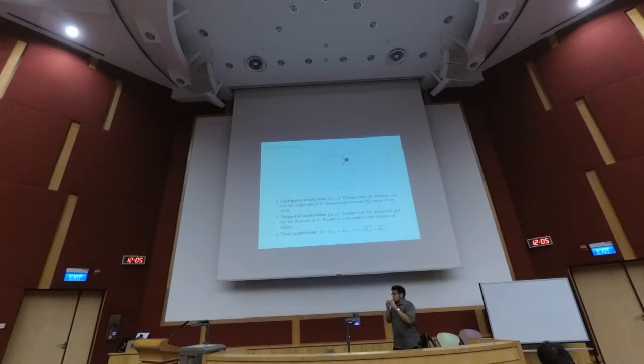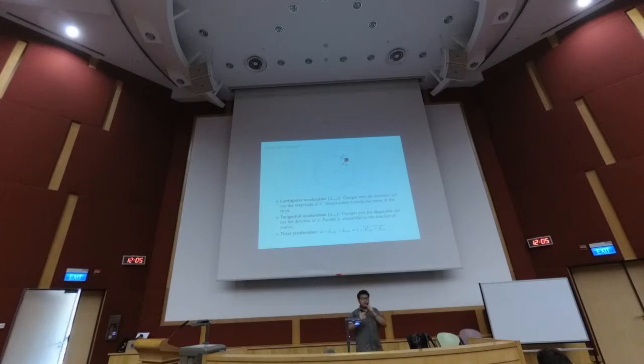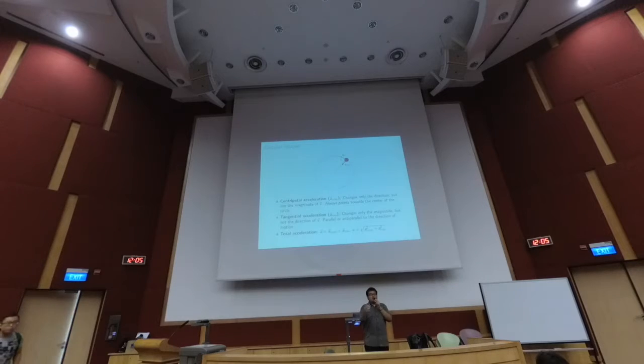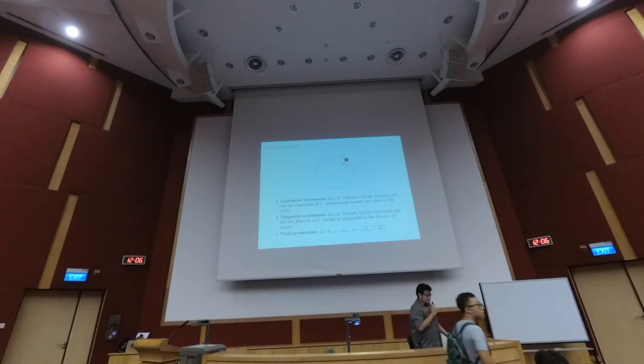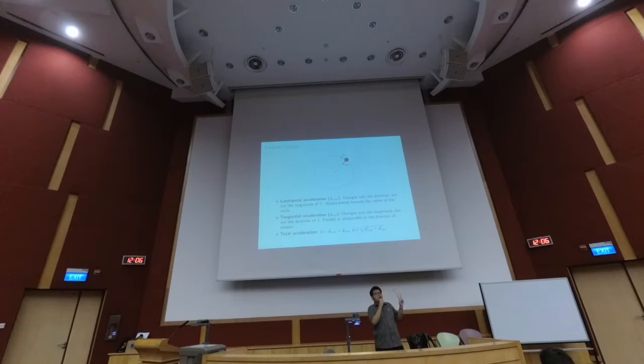So if, let's say, initially you move this way, and then you go that way, basically I change direction. In order to change direction, you also need acceleration. That's the reason why for circular motion you need 2 accelerations: 1 acceleration is for changing the direction of velocity, and the other acceleration is to change the magnitude.